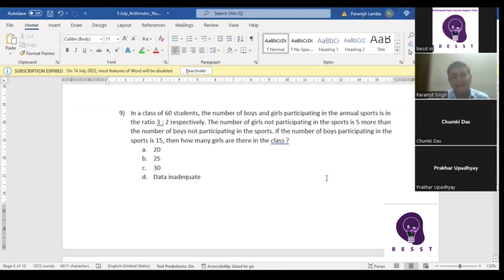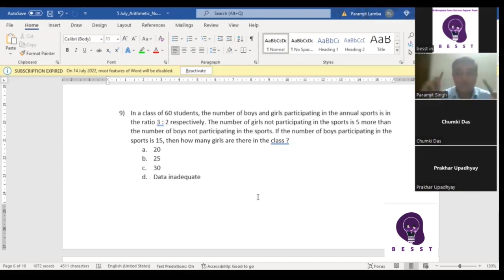Understood? In a class of 60 students, the number of boys and girls participating in annual sports is in the ratio of 3:2 respectively. The number of girls not participating in the sports is 5 more than the number of boys not participating.